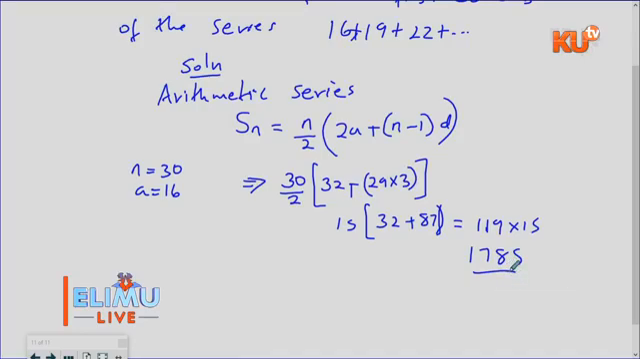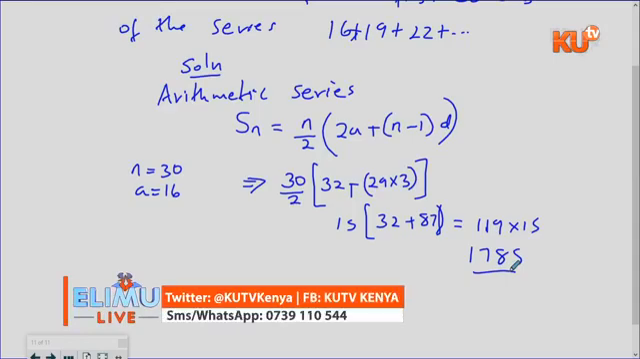So you simply get the formula, that is n over 2 into twice a plus n minus 1 times the common difference, which is d. So that it will become our solution.